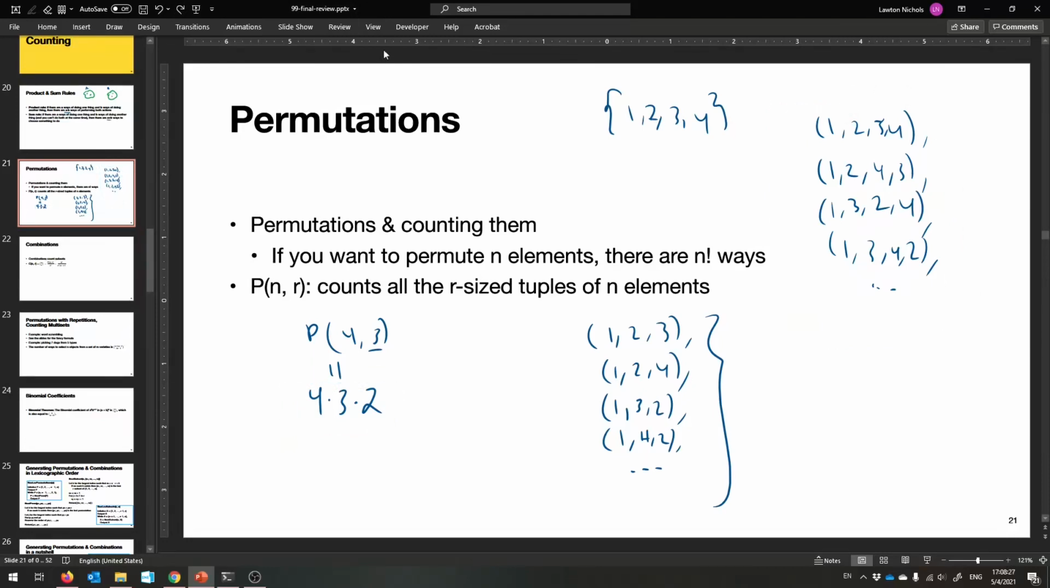Because the number of four tuples is 4 times 3 times 2 times 1. That's the beauty of it. There's always only one left, and so there's no need to include it. You know what would have to have gone there. Isn't that fun? So that's your little formula. That's the idea. So that's PNR.